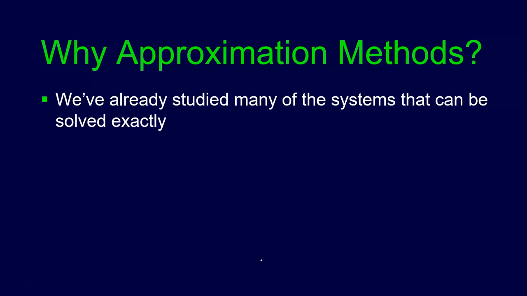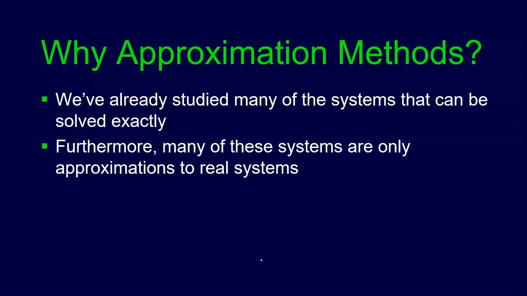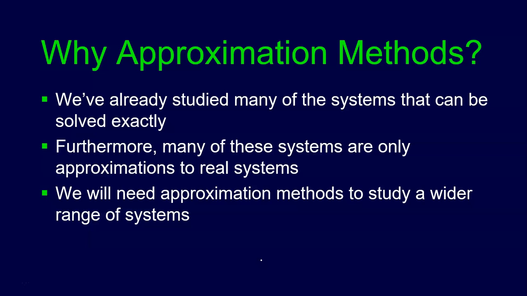Well, we've already studied many of the quantum systems that can be solved exactly. The hydrogen atom is a perfect example. We can solve the hydrogen atom, but once you get to larger atoms, you can't solve these things exactly. Furthermore, many of the systems that we've looked at are only approximations of real systems. And so we're going to need approximation methods in order to study a wider range of systems. And in fact, this is what you're doing a lot of times with quantum systems: finding different ways to find approximate solutions. So this is a really important part of the course.